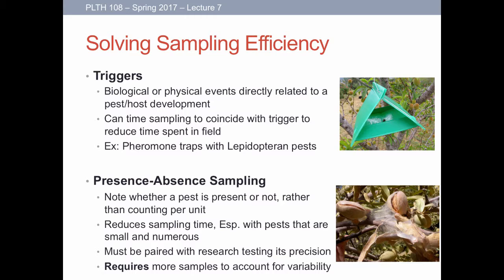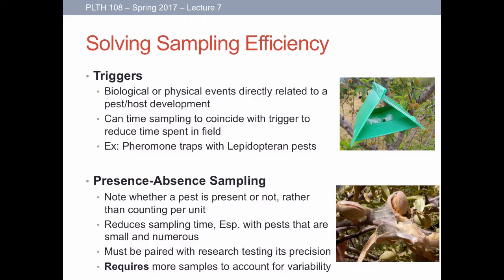So, there are lots of ways that we can try and work around sampling efficiency in order to create sampling techniques that are as efficient as possible. One of which is a trigger. So basically a trigger is a biological or a physical event that's directly related to the pest development, and we use that to trigger the actual sampling, right?